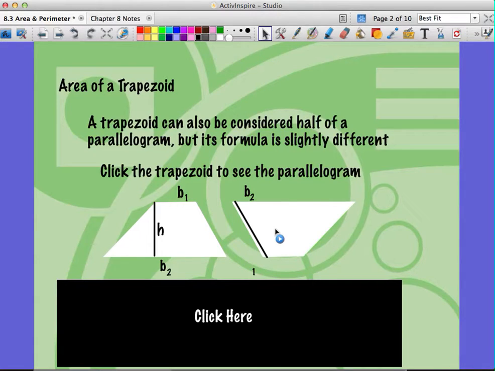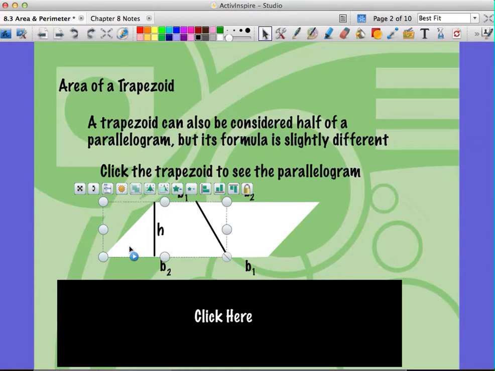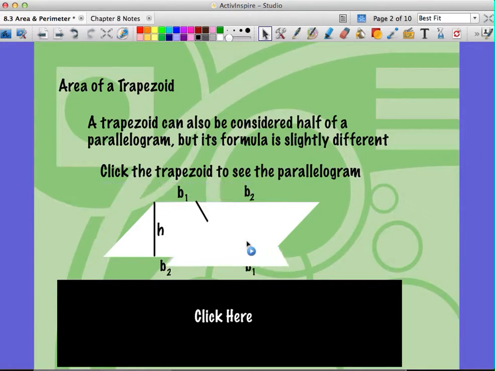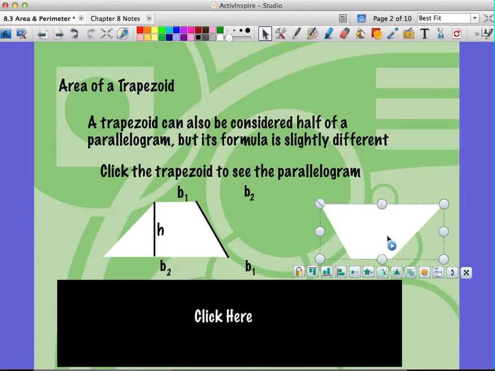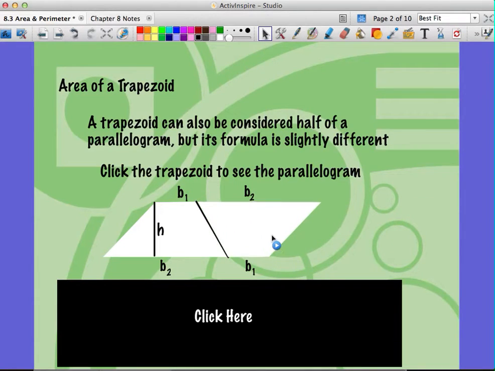Okay, so I can also show you this in another way. If I take this, copy, paste, I get this same trapezoid. Okay, so then what I do is I take it and I rotate it, and I can line up my trapezoids to make a parallelogram.